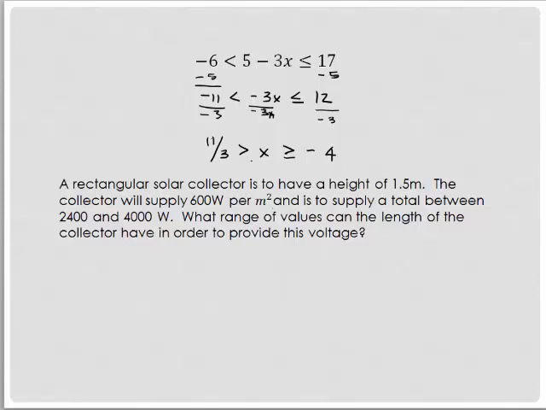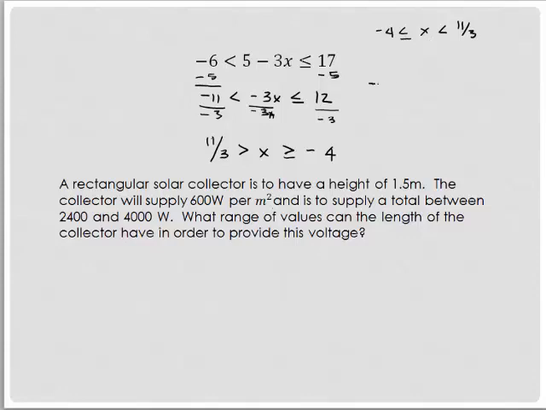Now we can rewrite this a little bit, to put them in order. Okay, -4 is smaller than 11/3. So I'm just going to put that way down on the left side. Right? So now I have my smallest number and my largest number. And x is going to be in between these two numbers. That's how I read that, in between.